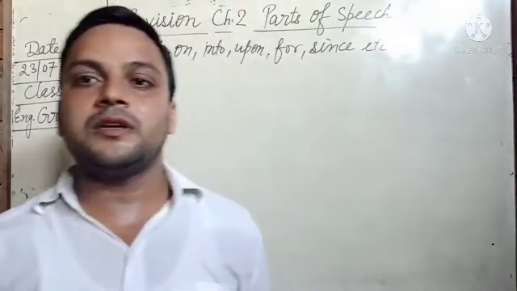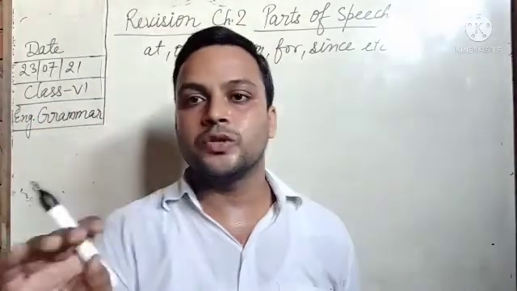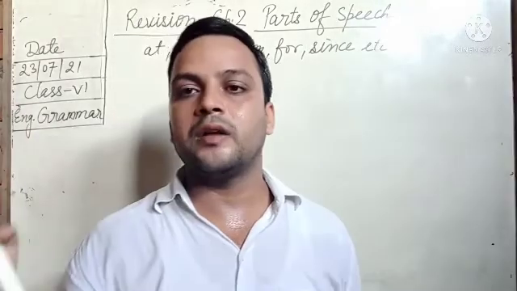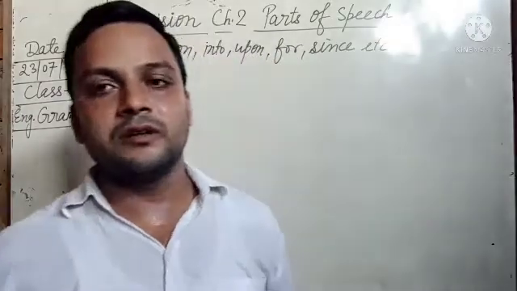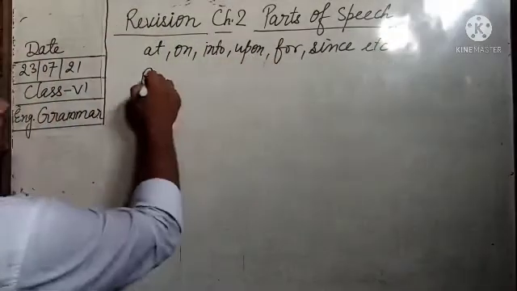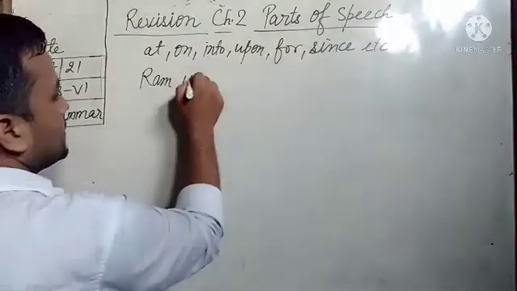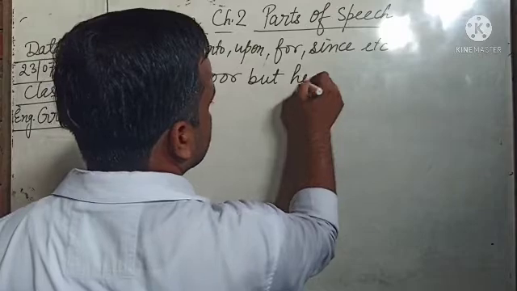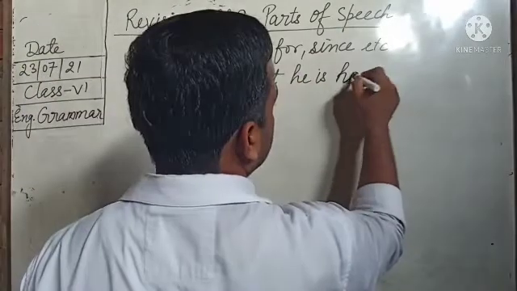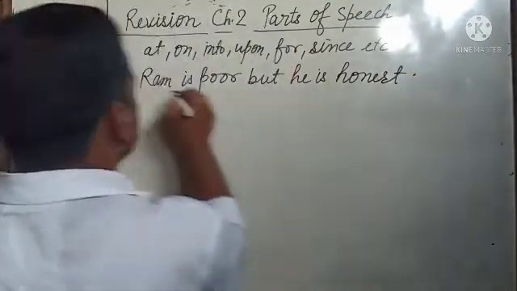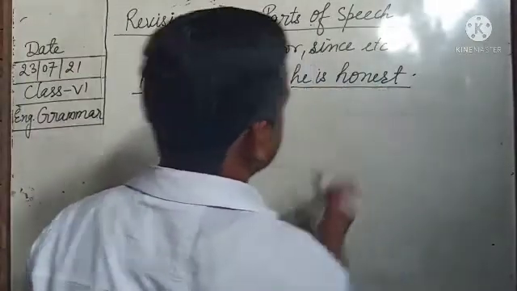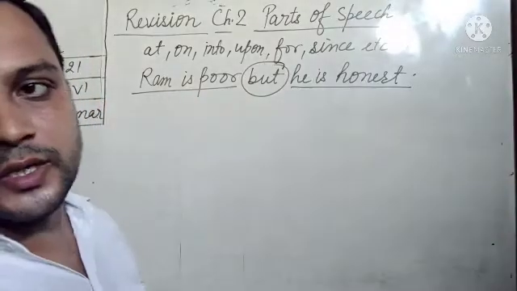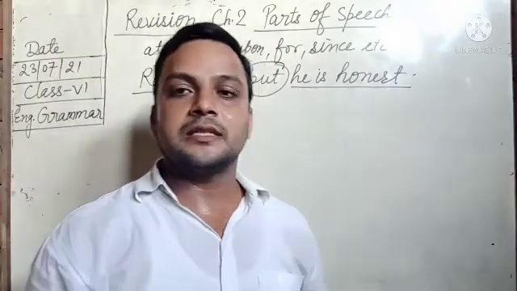Next one is conjunction. A conjunction is a joining word which is used to join two or more words, two or more sentences or phrases. For example, Ram is poor, but he is honest. So Ram is poor, it is a sentence. He is honest, it is also a sentence. And the word but is joining these two sentences. Okay.